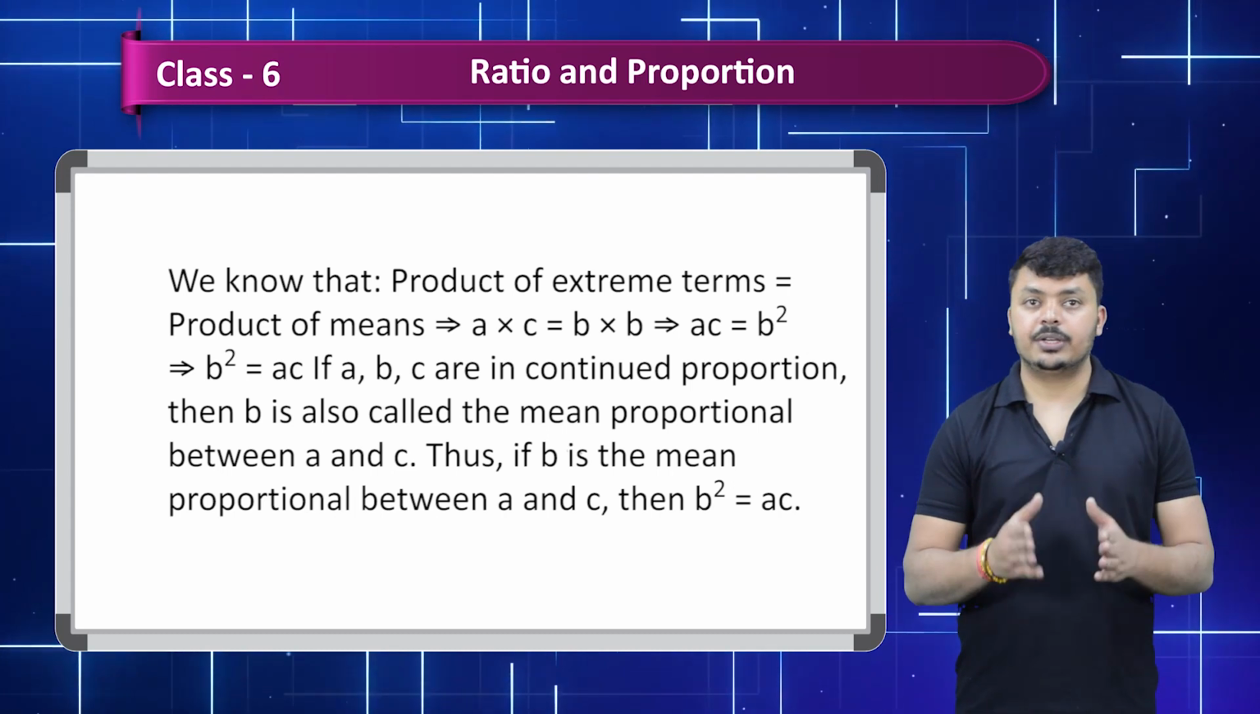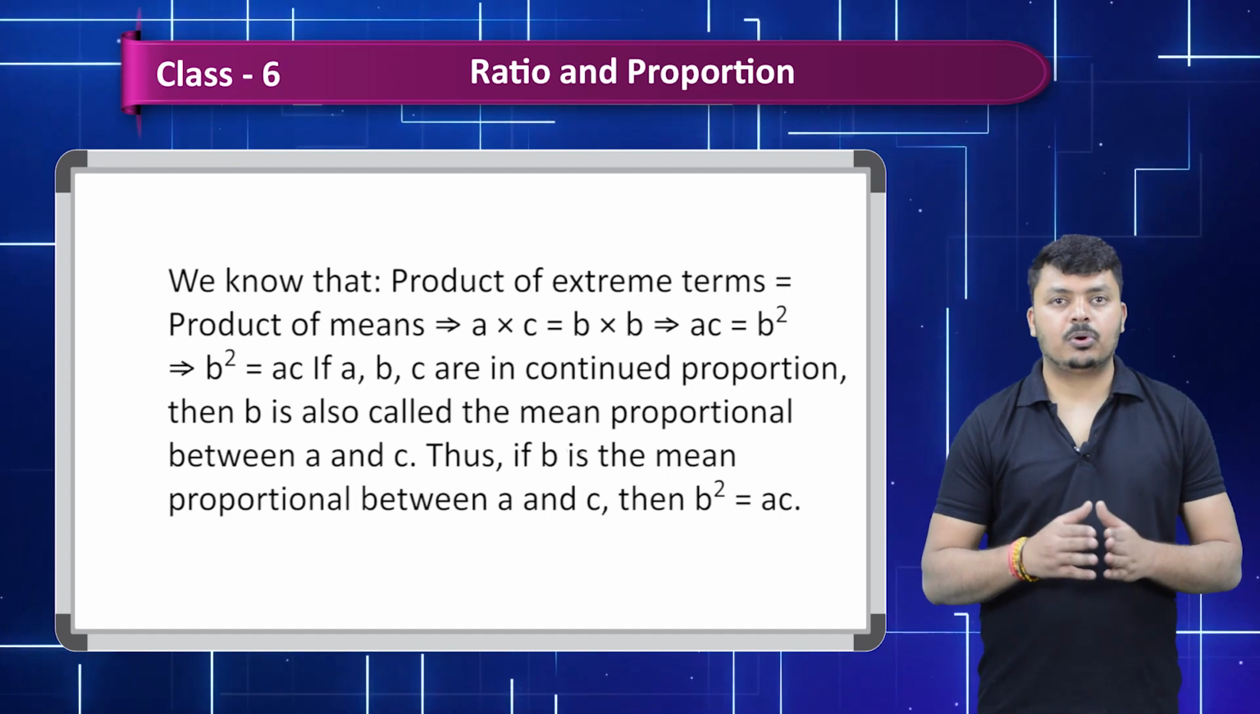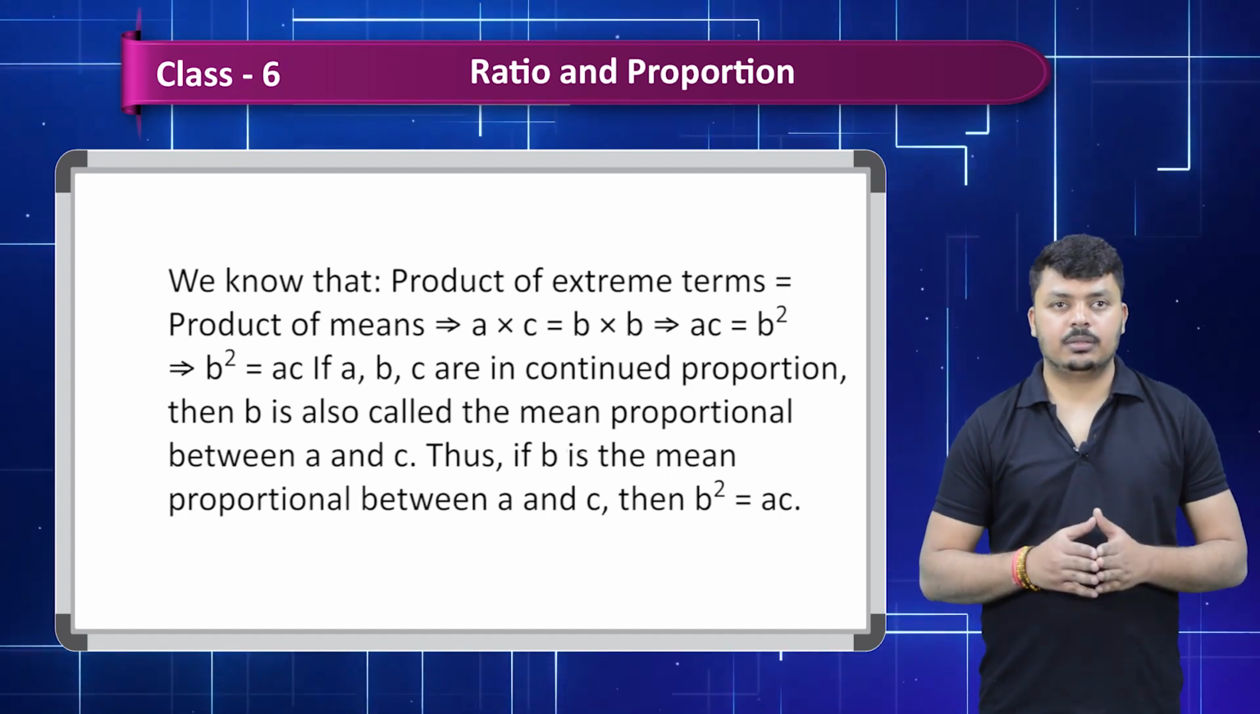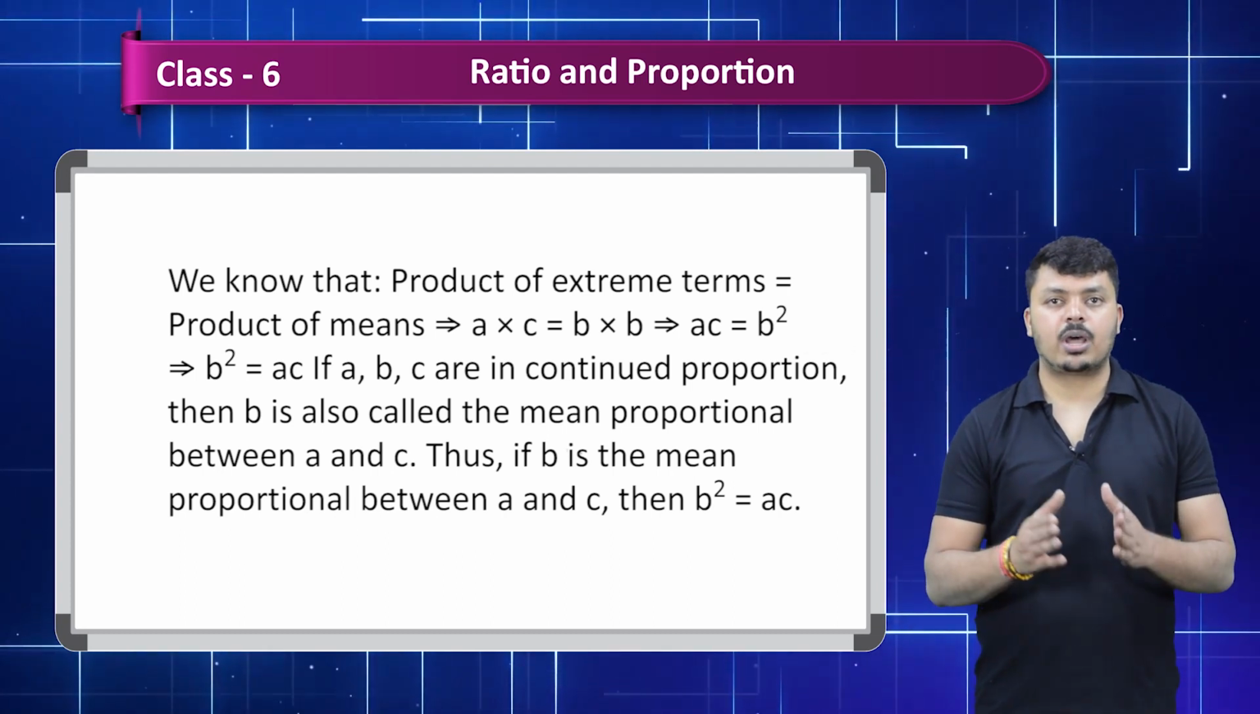If A, B, C are in continued proportion, then B is also called the mean proportional between A and C. Thus, if B is the mean proportional between A and C, then B square equals AC.